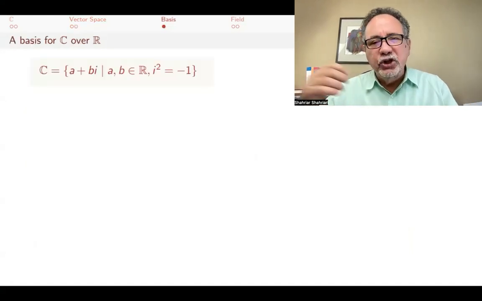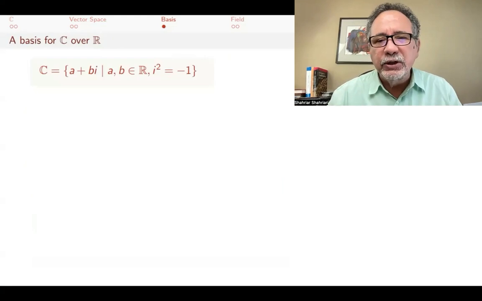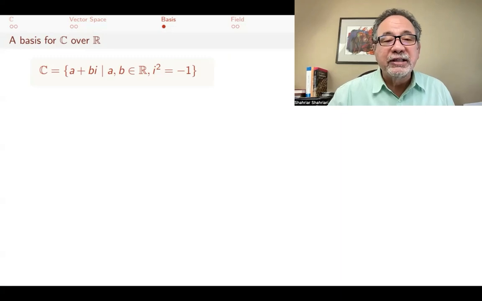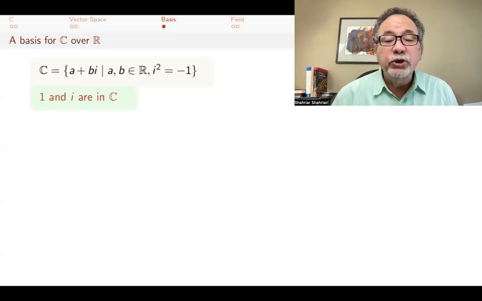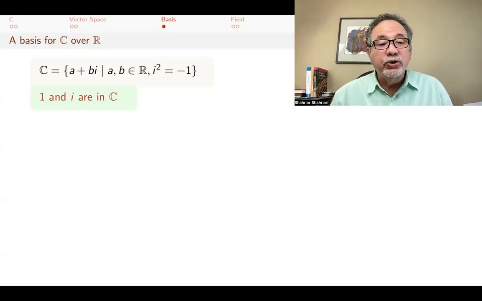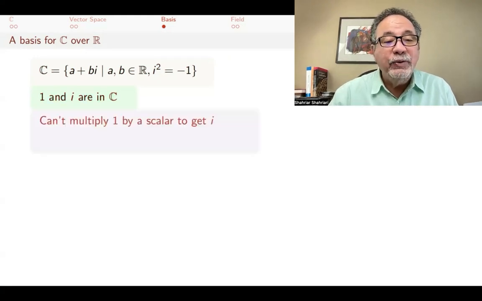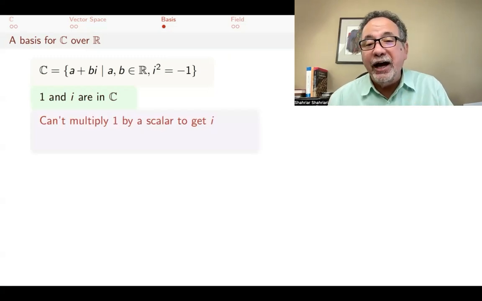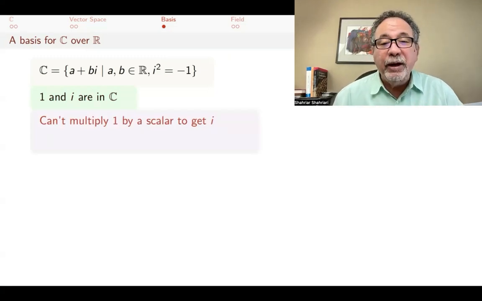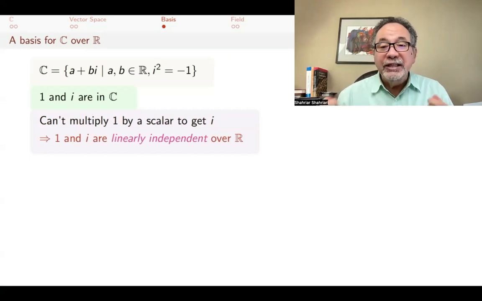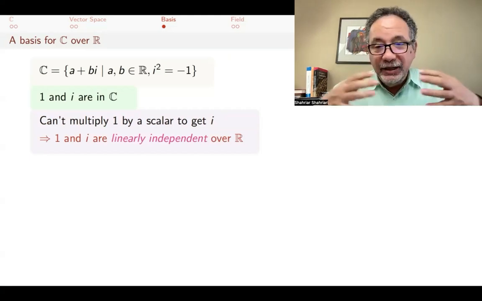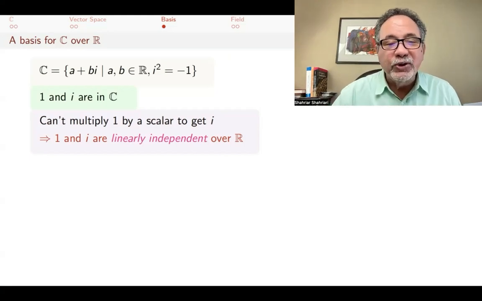If you haven't actually gone through linear algebra and don't know what a basis is, what linear independence and spanning is, this is just to whet your appetite. Again, the complex numbers is the set of all the elements of the form a plus bi, where a and b are real, and i squared is minus 1. Two of those elements are 1 and i. We can't multiply 1 by a scalar to get i. The scalars are real numbers. If you multiply 1 by real numbers, you get other real numbers. You never get i. And that tells us that 1 and i are linearly independent over R. That means that using scalars from R, I can't get one from the other. For a more precise definition, watch my videos on linear independence.